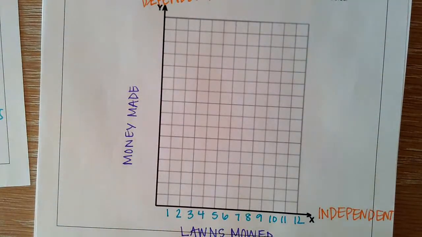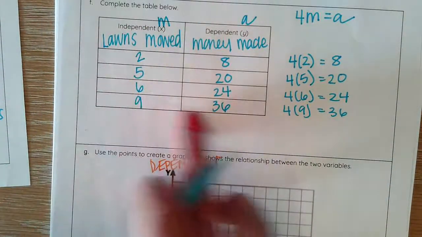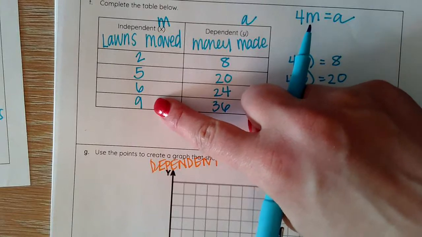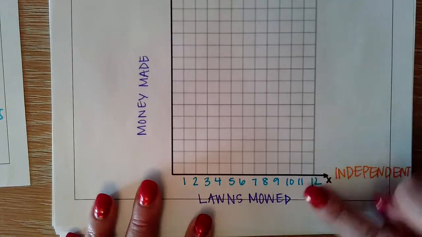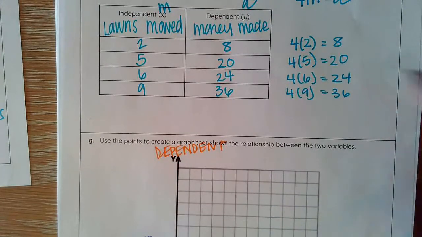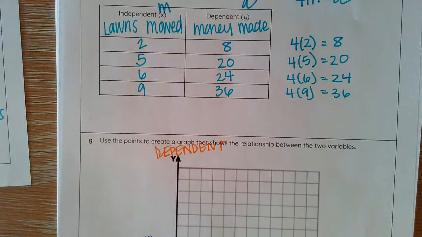I think it's also important to note that sometimes, depending on the values you pick here, you will not always be able to graph everything. You do want to try. I have 2, 5, 6, 9 all in my graph down here. I was able to fit them all. Sometimes you won't be able to, but you should try to get at least 2 to 3 of your points in the graph. Here, we've got 8, 20, 24, and 36.